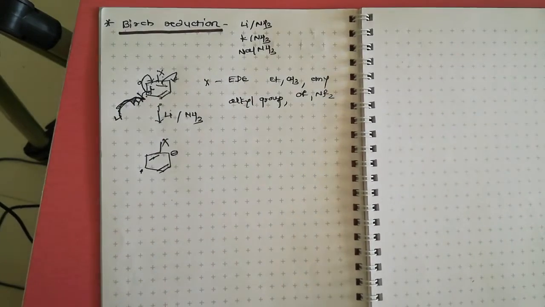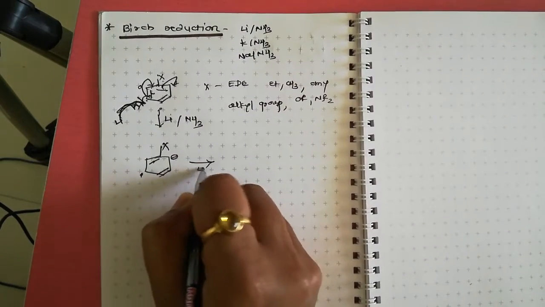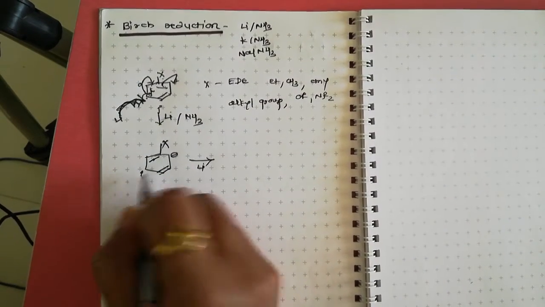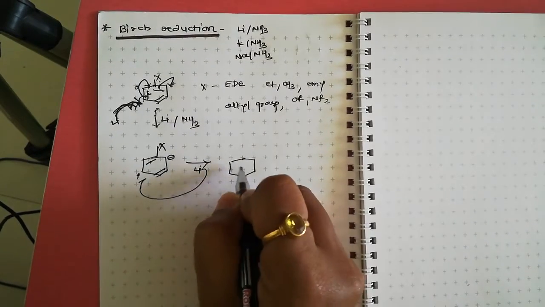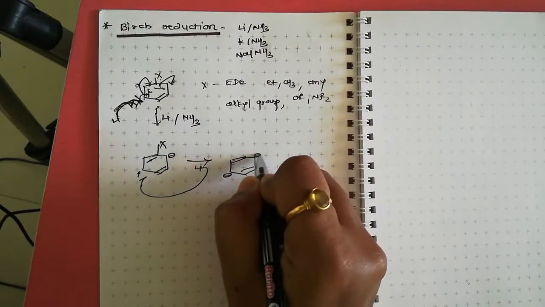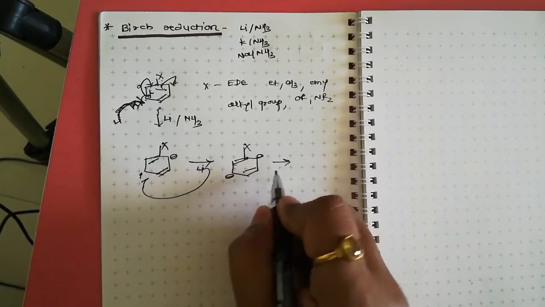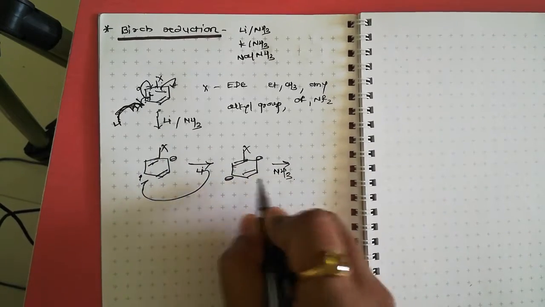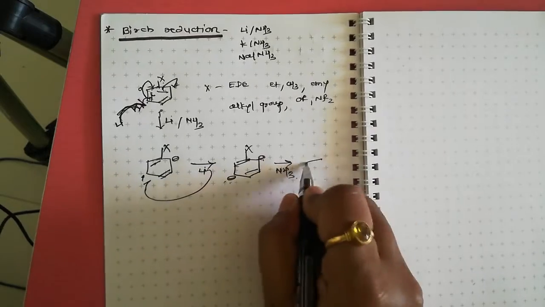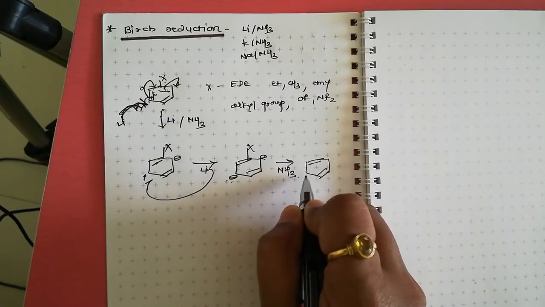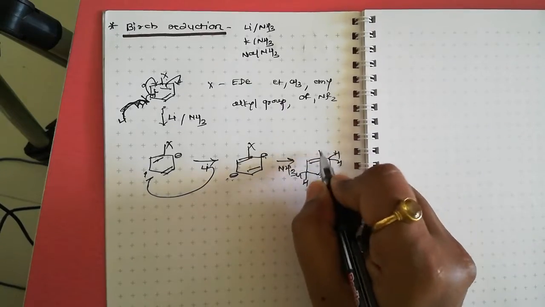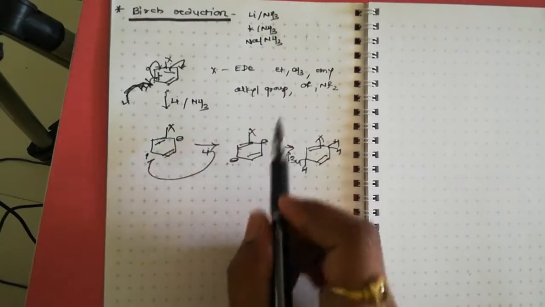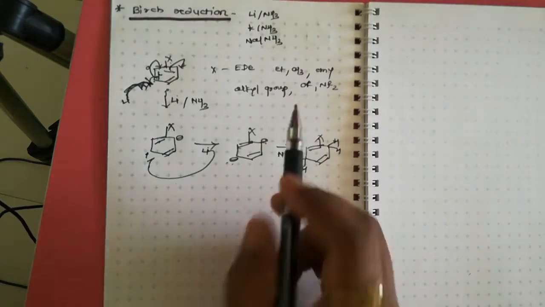X is the electron donating group. Again lithium transfers its electron here. Then here 2 electrons means 1 negative charge. Again ammonia transfers its proton to these 2 negative charges and we get H here. We get this product if X is the electron donating group.